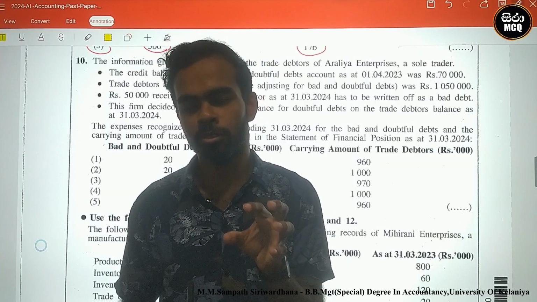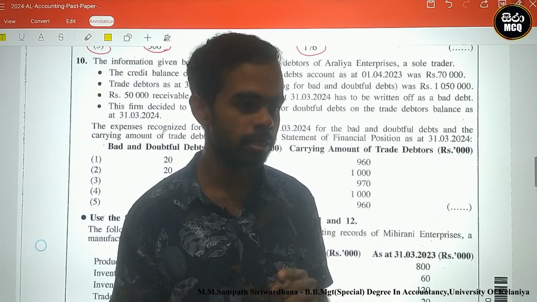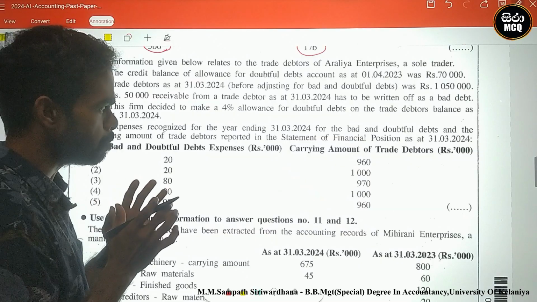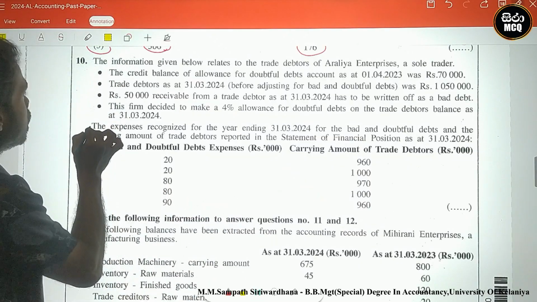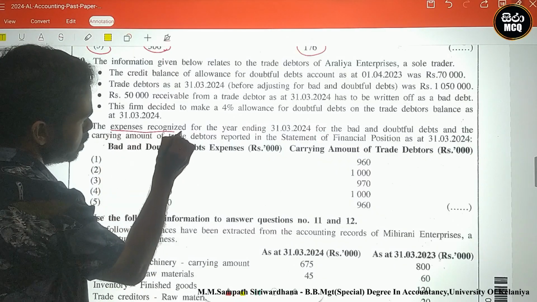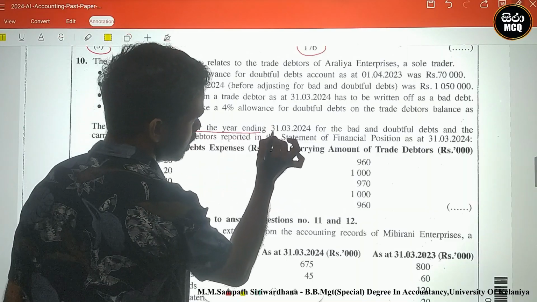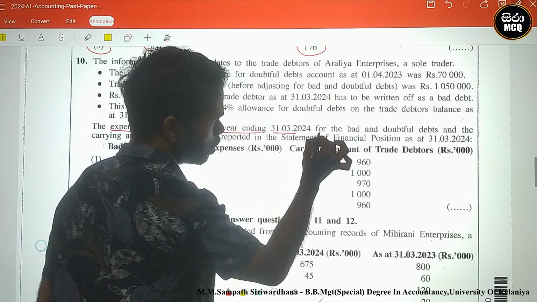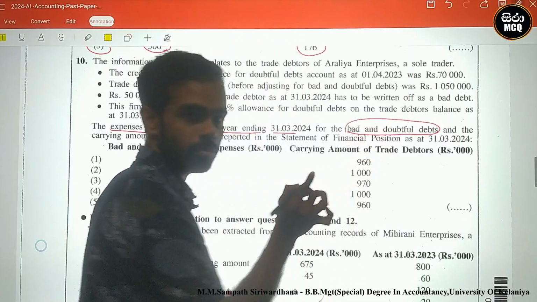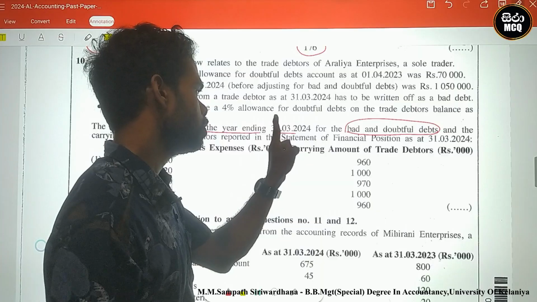Today we discuss the 2024 Advanced Level Accounting Paper MCQ, English medium, question number 10. There is a requirement. We must first look here: the expenses recognized for the year ending 31st March 2024 for the bad and doubtful debts.